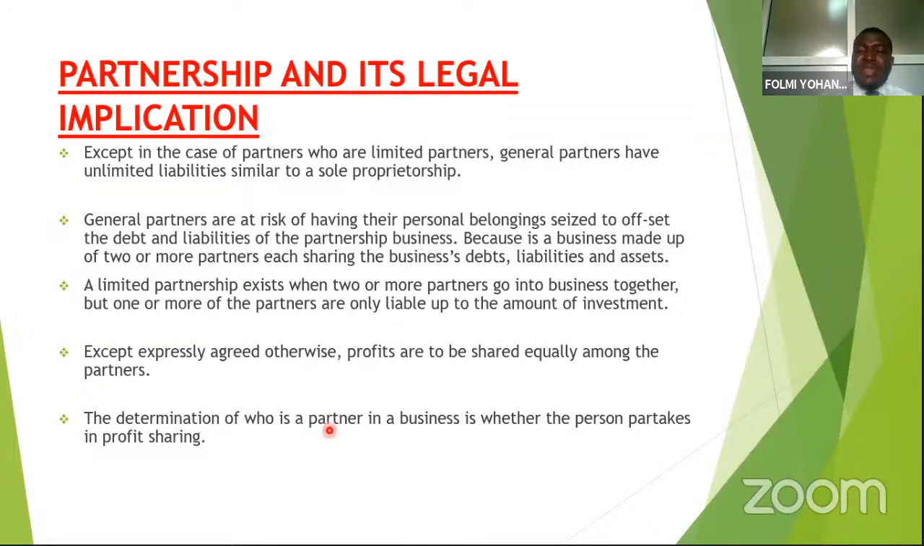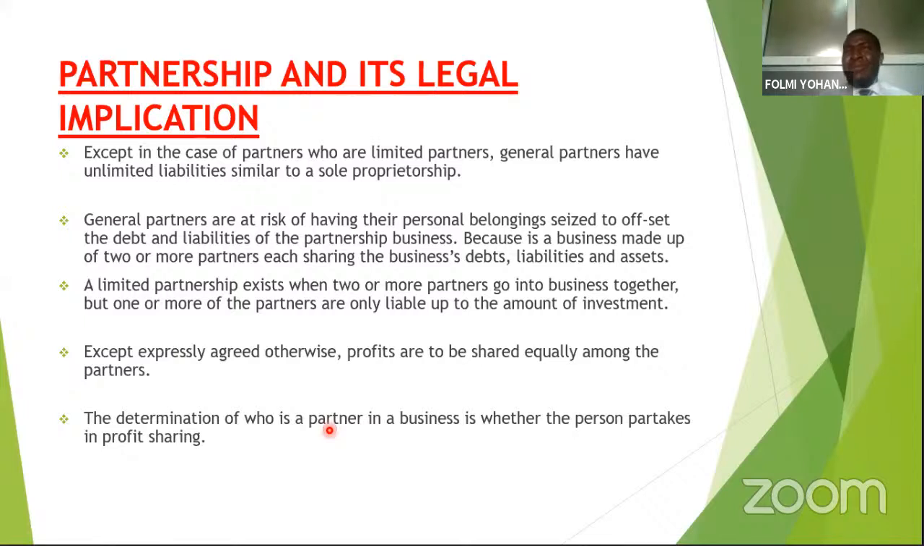You cannot go after his personal belongings to offset a debt that is collected by Mr. Johnson on behalf of the partnership. So Mr. John's liability is limited to his investment in the business. That's why Mr. John decided to be a limited partner. So now, if you want to go into a business by the partnership agreement which you enter, you can say you want to be a limited partner.